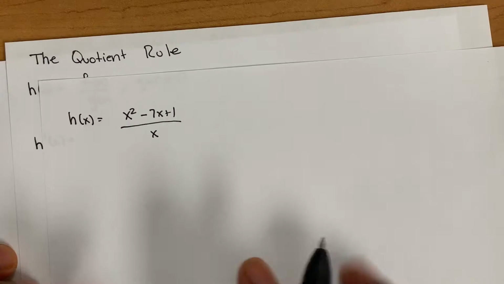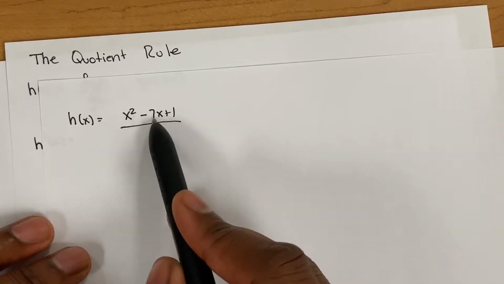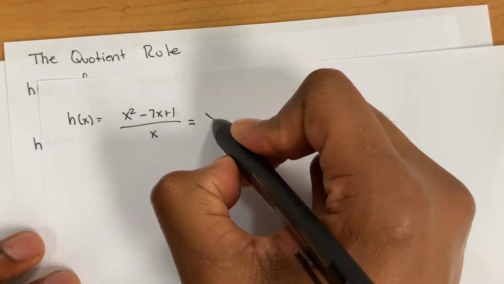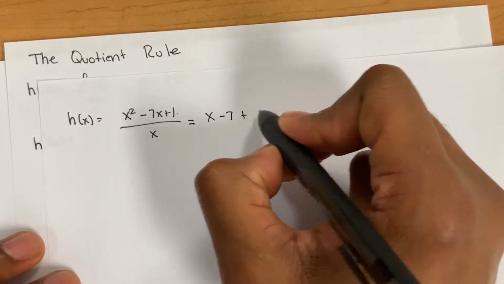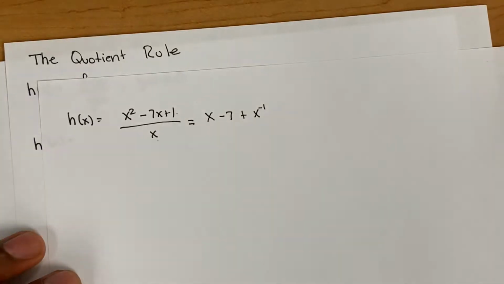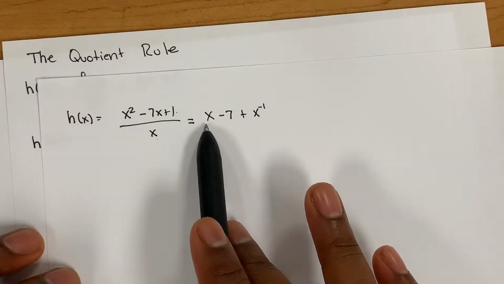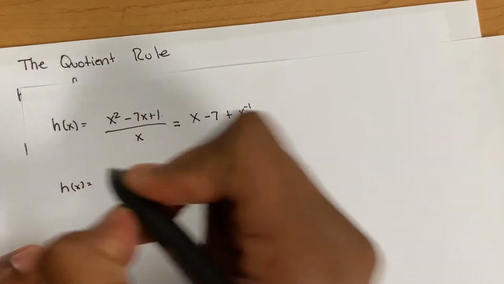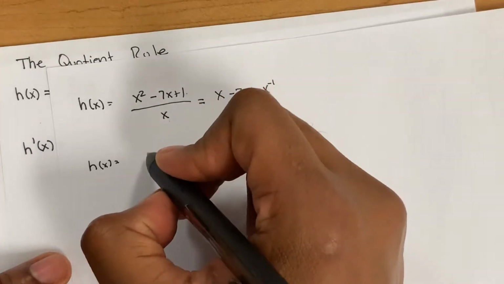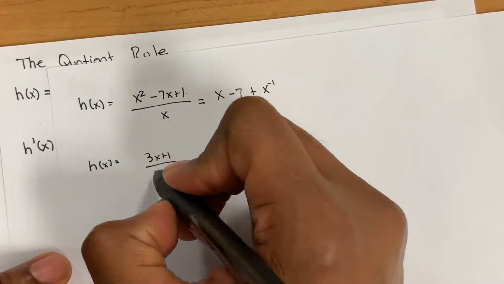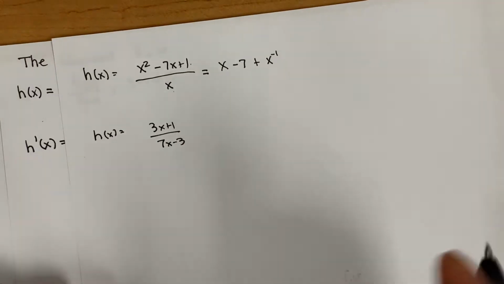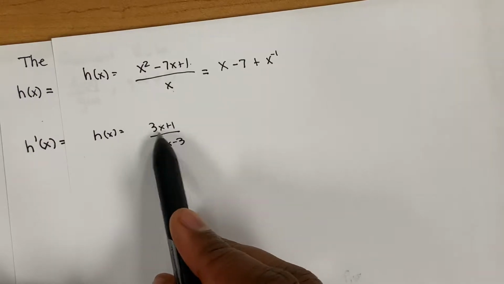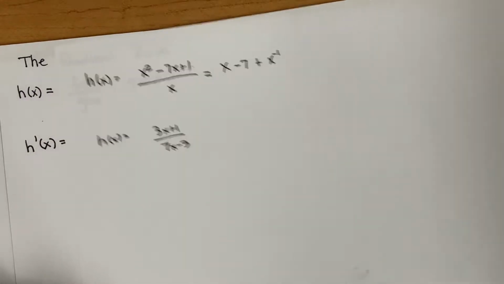This isn't a meaningful rational function because each term in the numerator can just be divided by x, where we would simplify this to be x minus 7 plus x to the negative 1. And then we can just take the derivative of each one of these terms separately. What I mean is that when we have two legitimate functions of x divided by each other, like 3x plus 1 over 7x minus 3, now we have a legitimate rational function. It is not difficult to do the quotient rule on this, but we can't simplify this in a meaningful way.